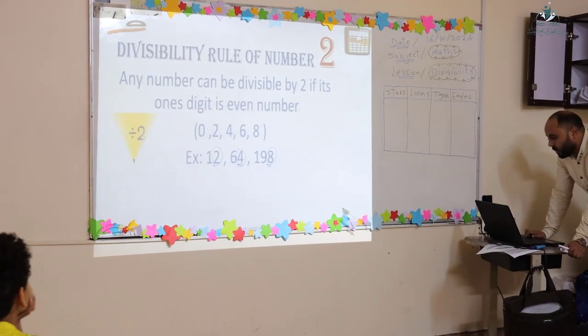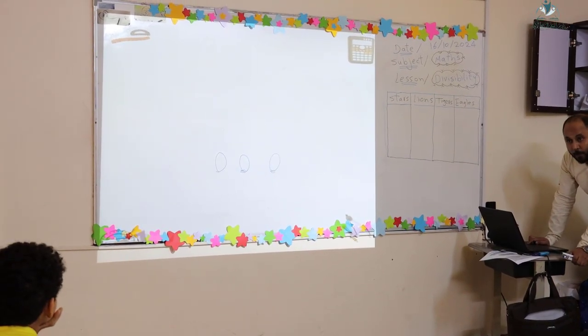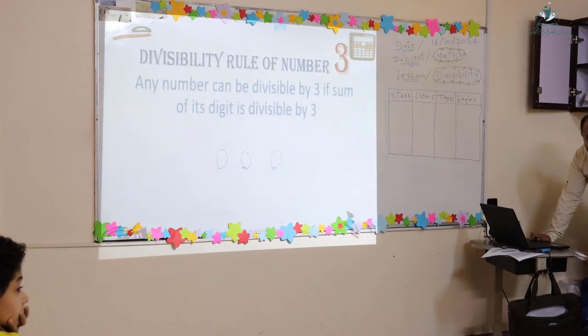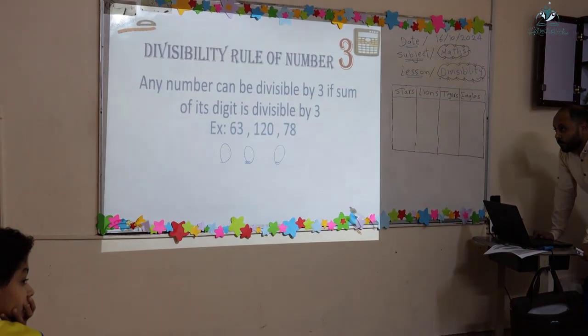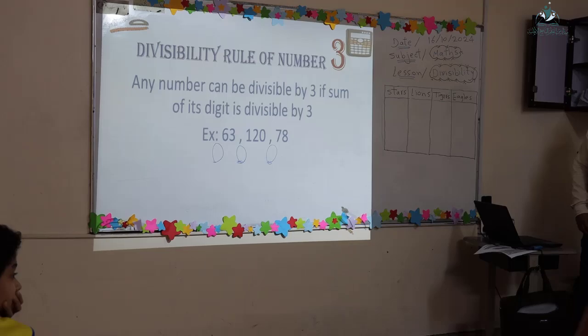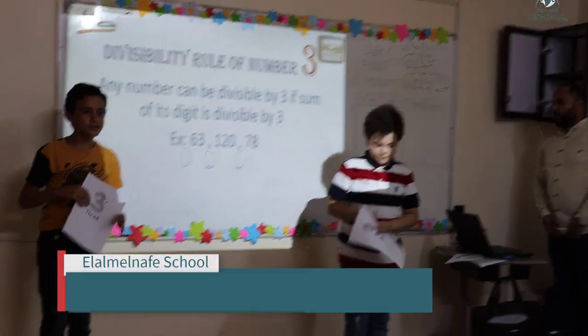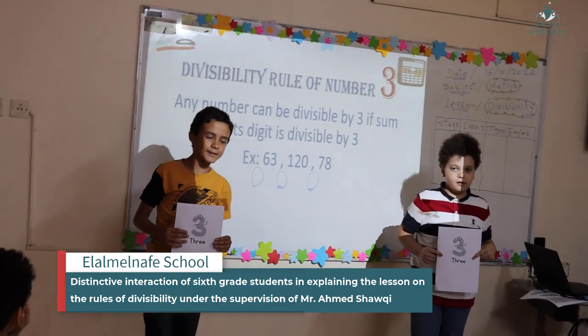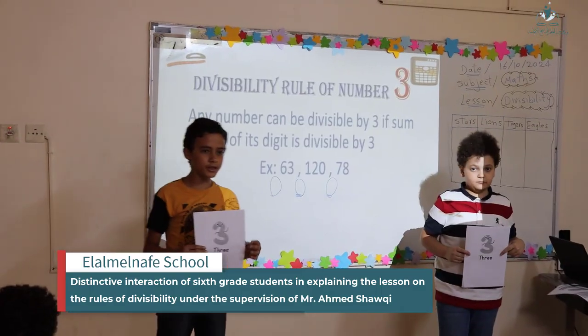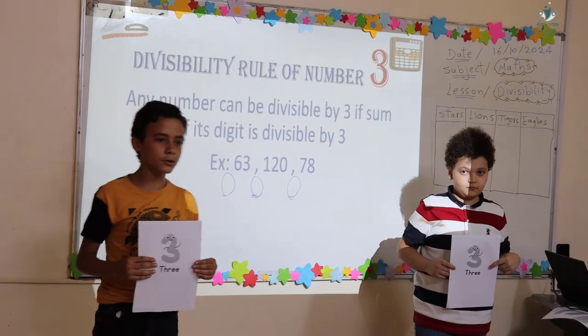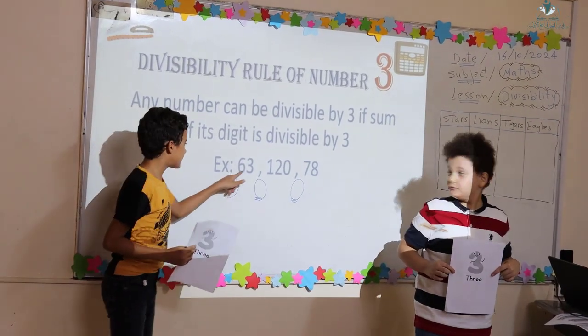Okay. Now, divisibility rule of number 3. Where is number 3? Introduce yourself. Hello my friends, I am number 3. Any number can be divisible by me if the sum of its digits is a multiple of 3, such as 63.